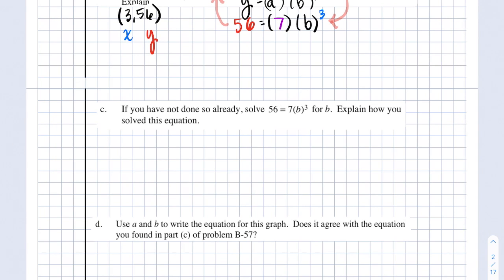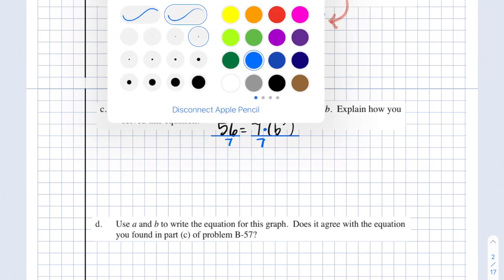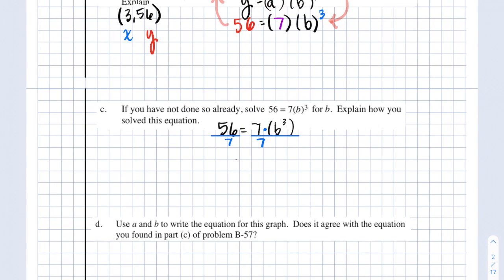So we know that we have 56 is equal to 7 times b to the power of 3. If I want to get b by itself, if I'm multiplying, in order to undo multiplication, you need to divide both sides by 7. So 56 divided by 7 is 8. You get a 1, and you're left with b to the power of 3. So the question is, what number times itself 3 times will give you 8? Because remember, if we follow the rules of exponents, we have to add those 3.